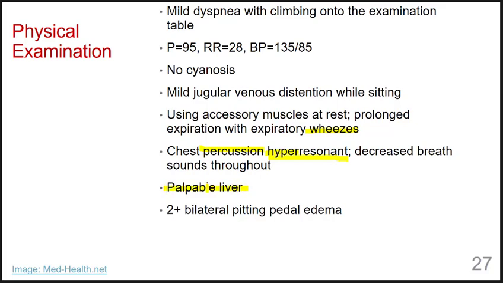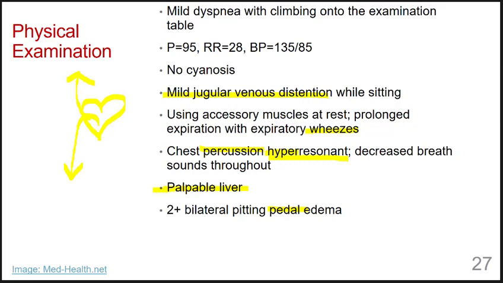She has a palpable liver that goes along with what we talked about with mild jugular venous distension, where that right side of the heart is failing to pump blood out as it should, and you get that backup of blood, or congestion of venous blood, inferior to the heart and even superior to that as well. 2+ bilateral pitting edema. Remember, or pitting pedal edema.